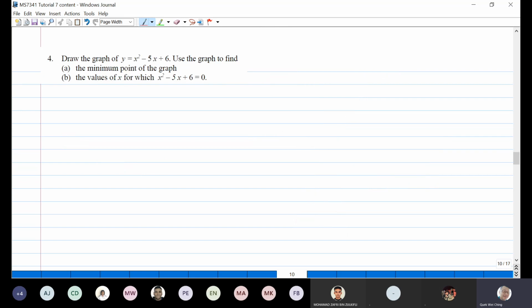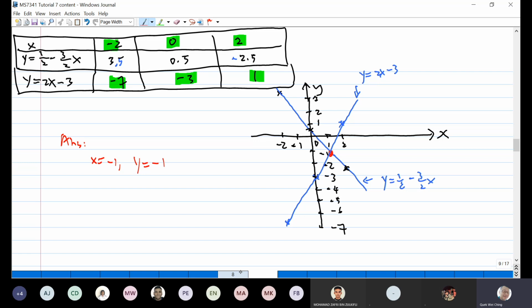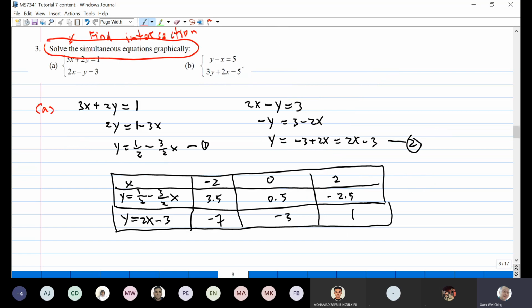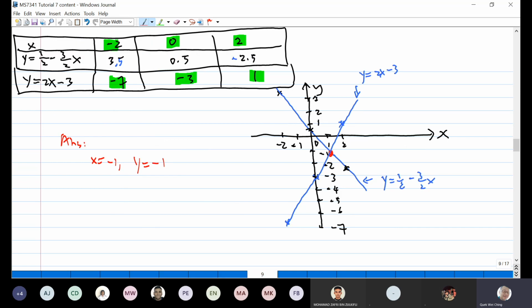Okay, so for question 3, you have to write the equation properly first. Then you make a table. After you make a table, make sure you get enough points, at least 3 points. Then from the table, you draw the graph. And then look for the intersection, everything from the graph here.